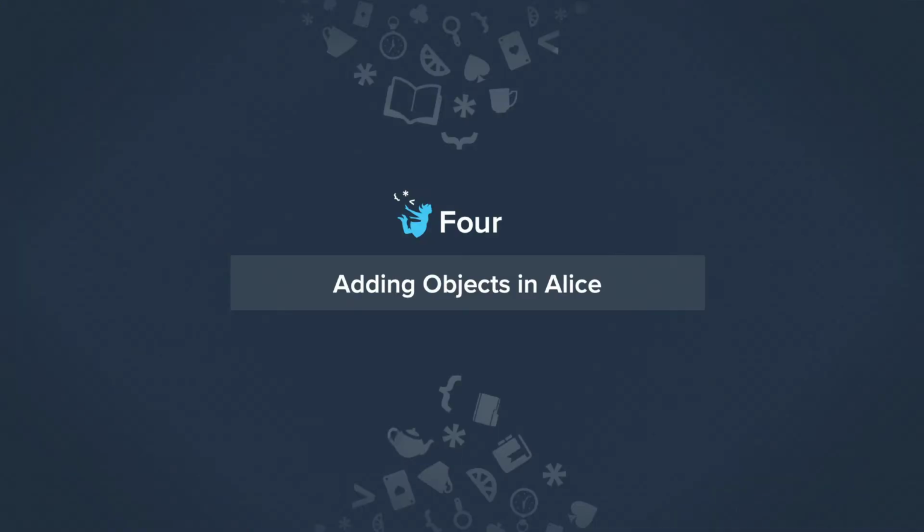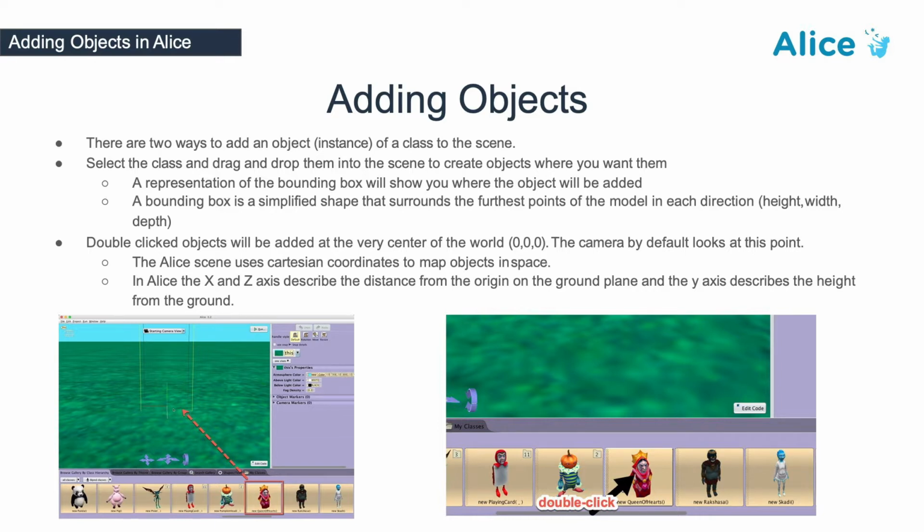Now let's look at how to add objects to your scene. Drag and drop or double-click objects to add them to the scene editor. Bounding boxes show where the object will be positioned when dragged into the scene editor. You'll also see options such as different variations of that object to choose from, and also the option to name the object. Double-clicked objects will be added at the very center of the world, coordinates 0, 0, 0.